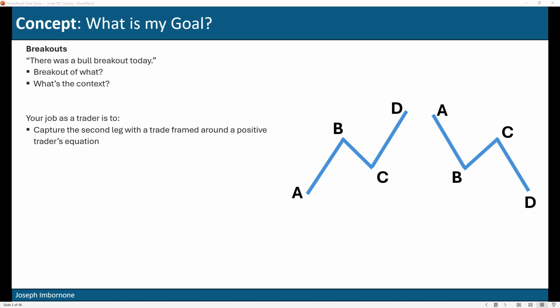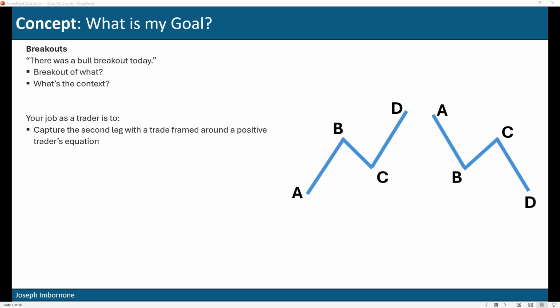Let's just think about it. Somebody said to you, the E-mini had a bull breakout today. It's almost meaningless because, of course, there was a bull breakout today. There's probably 40 of them. It's just meaningless to say there's a breakout. What's the context? Breakout of what? And the list goes on and on about the questions you could ask about the breakout.